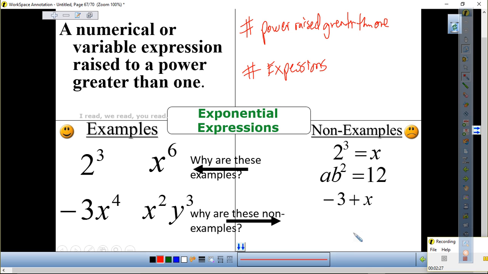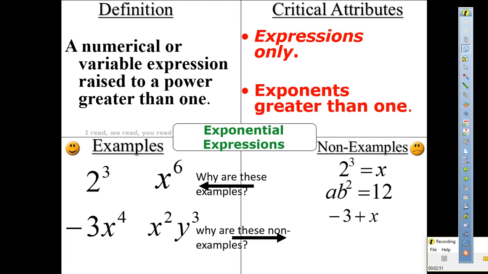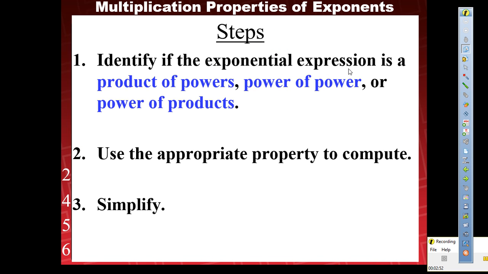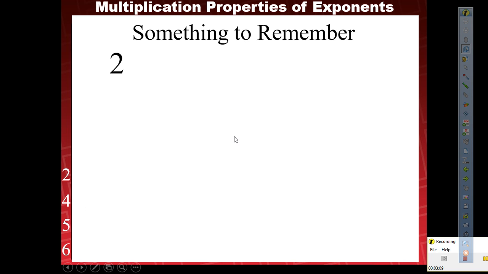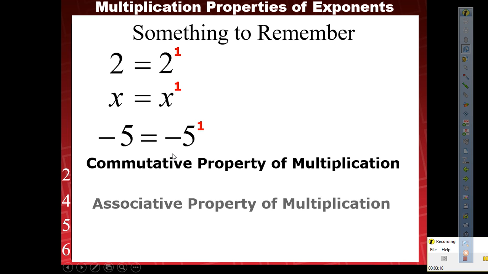You don't copy the next steps. I'm just going to show you the steps that we wrote last Monday. The steps I gave you were: identify the exponential expression as a product of powers, power of a power, power of a product. So we already covered product of powers. Today we're going to look at power of a power and power of a product. From there, use the appropriate property to compute and simplify. But before anything else, just FYI, once again, anything without an exponent has a 1. And we're still using commutative and associative, yes?